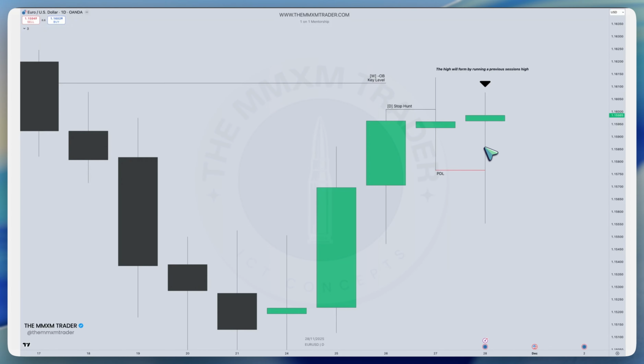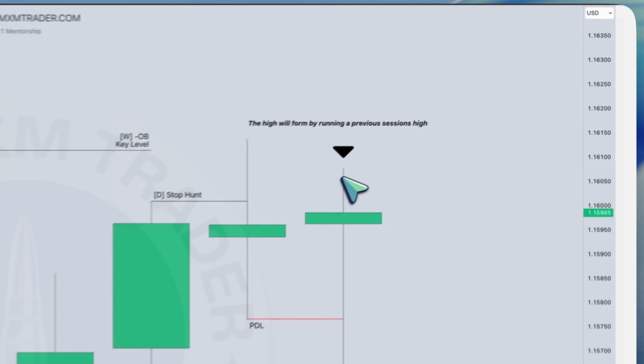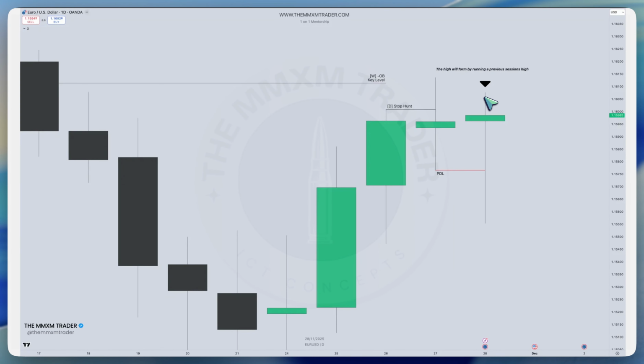This candle's high is going to form by running a previous session's high. Now, which previous session it runs is irrelevant. It could be Asia forming the high by running the previous session, meaning New York from the previous day. It could be London running Asia, or it could be New York running London and/or Asia. That does not matter. You're looking for an AMD on the lower time frame, but a previous session high must be run. And then we target the previous day's low.